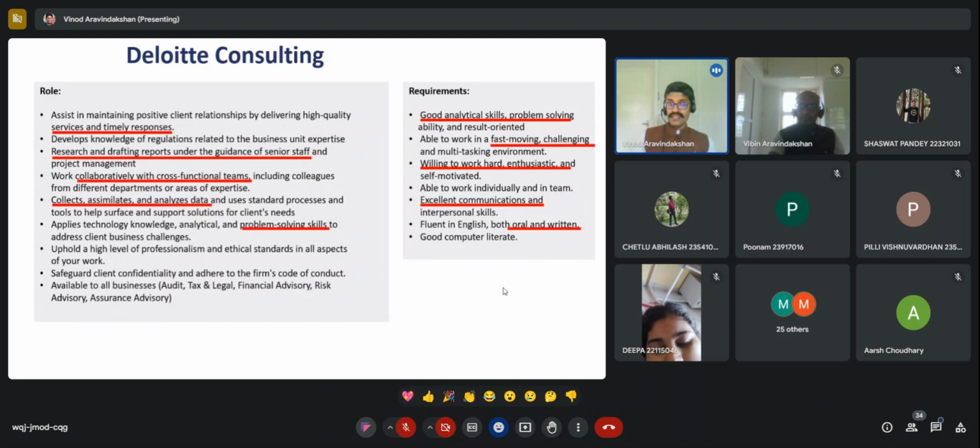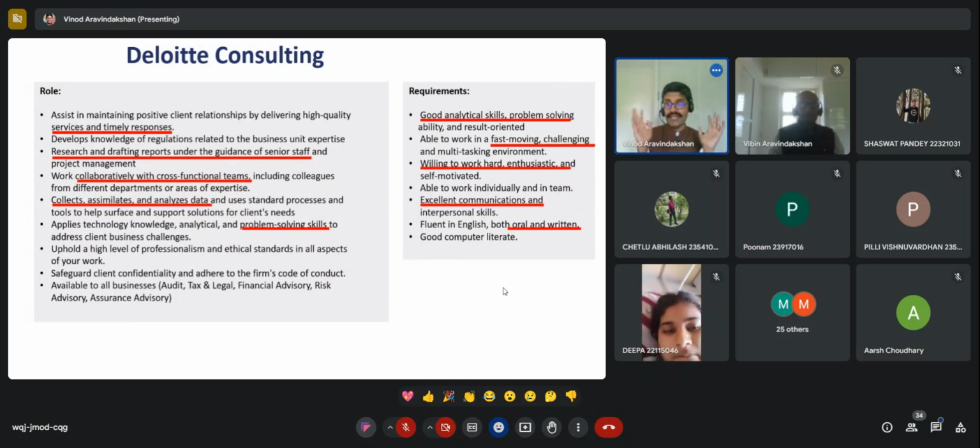Analyzing data is again something which Deloitte values. Problem solving skills, they value that a lot. Analytical skills, problem solving, we see that under requirements. That is something they value. They also talk about a fast moving, challenging environment. So what does fast moving, challenging mean? I would say that fast moving and challenging is nothing but the company is going to throw a hell of a lot of work at you, and you have to do all the work.